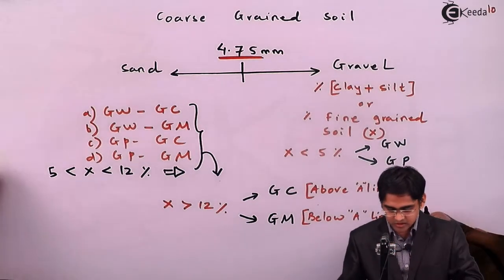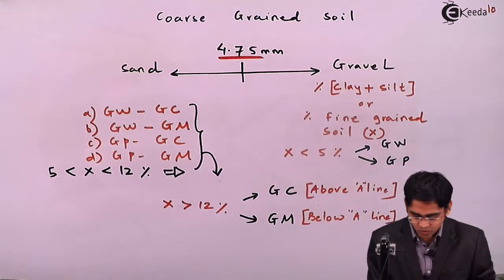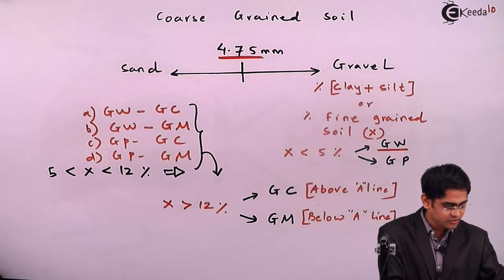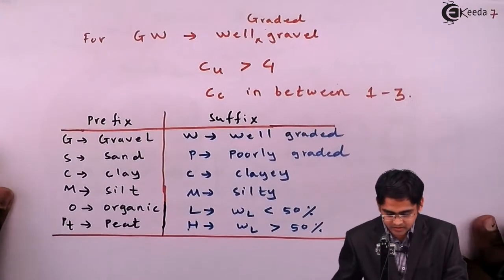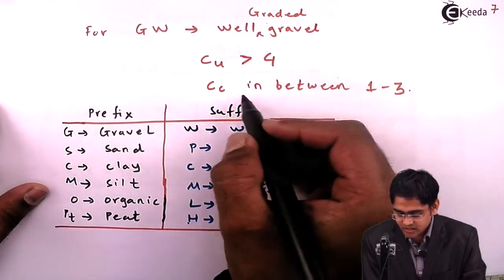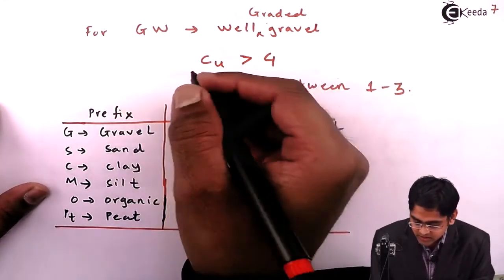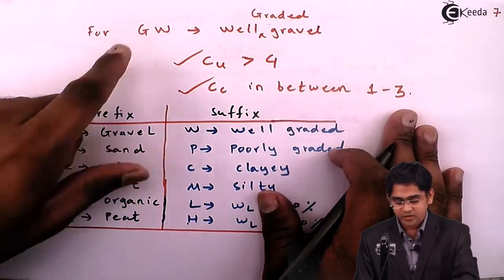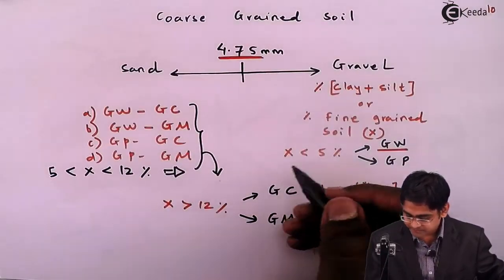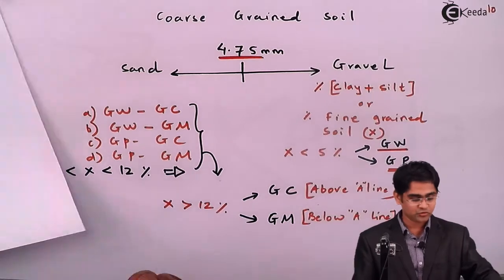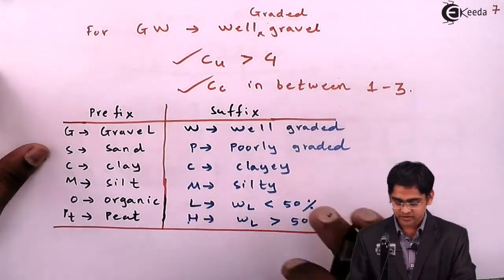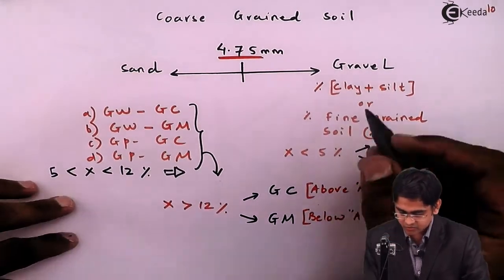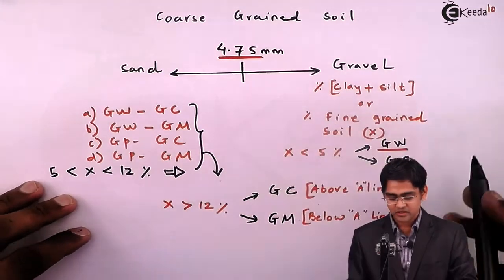Remember, this is important. When you go for well graded gravel, if and only if two conditions are satisfied, that means Cu greater than 4 and Cc in between 1 and 3, if both conditions are satisfied, then you go for well graded gravel. If any of these conditions fails, you call it poorly graded gravel, GP. You go for a GP if any one of these two fails. Then we have just now seen the sub-classification for gravel.